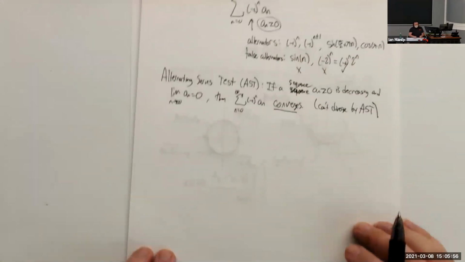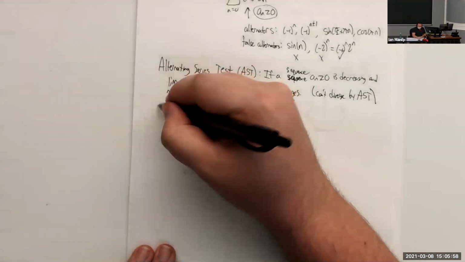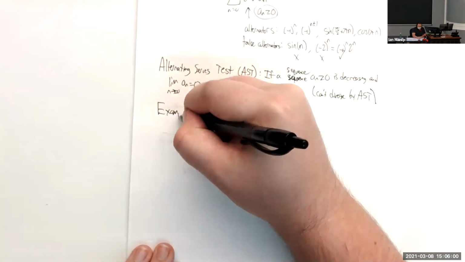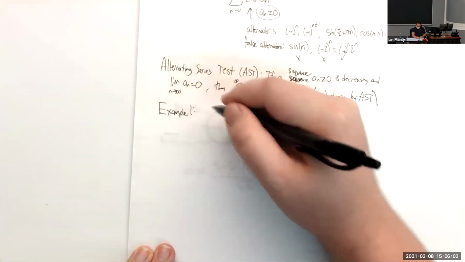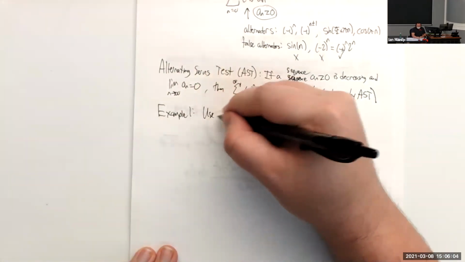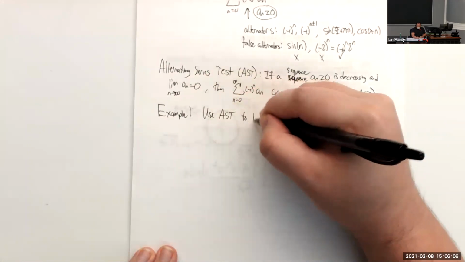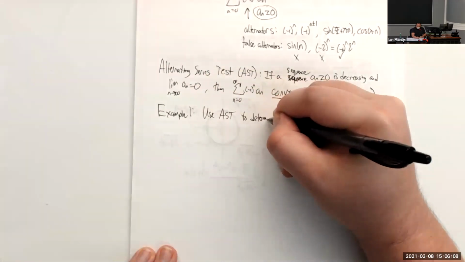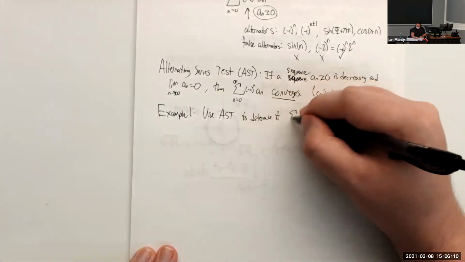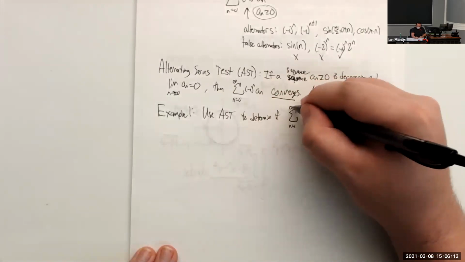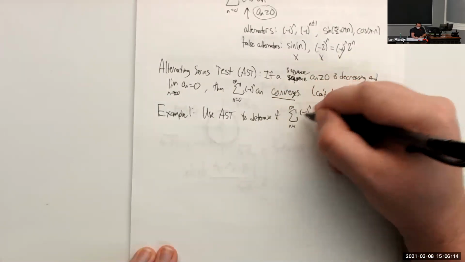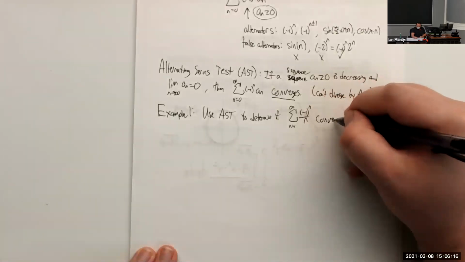There we go. All right, let's take a look at an example, and you'll see how easy this is to use. All right, so let's use the AST to determine if the sum from n equals 1 to infinity of negative 1 to the n over n converges.